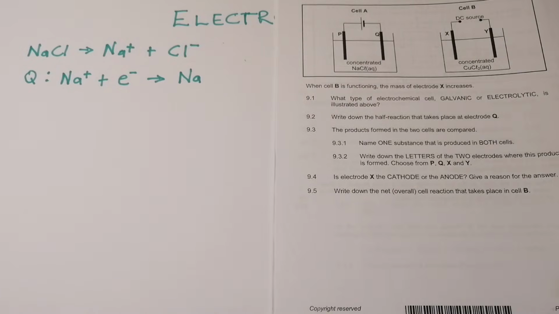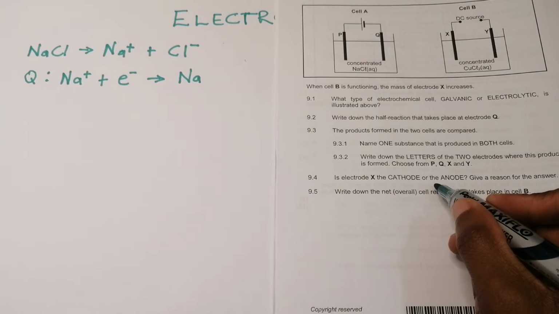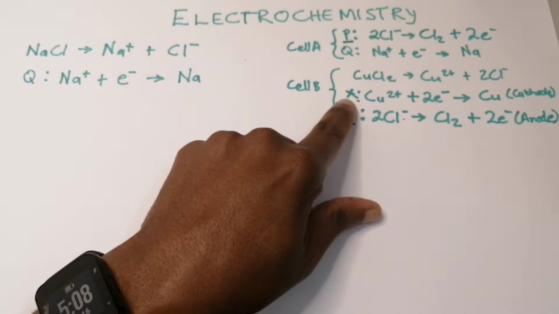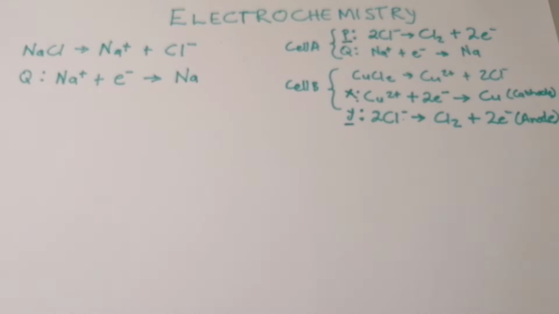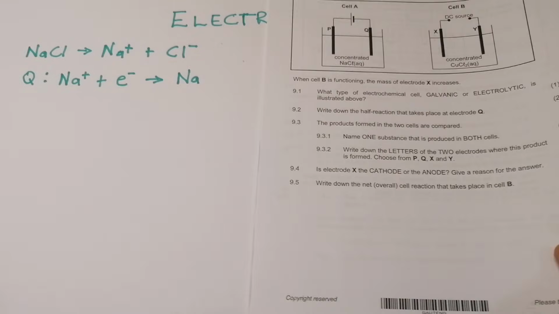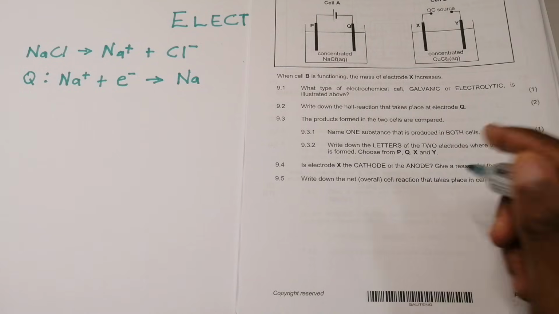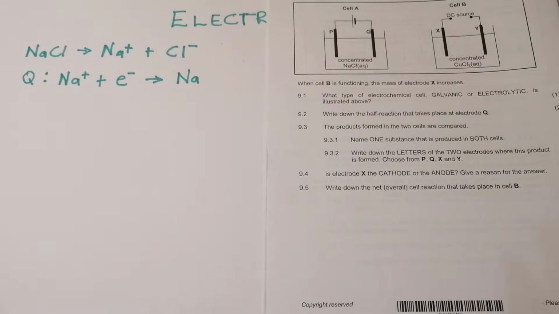And then they say, is electrode X the cathode or the anode? We've already done that. So electrode X would be your cathode. Why? Because reduction takes place over there, right? And then finally, they say give a reason for the answer. Of course, I've just mentioned it, because reduction takes place.